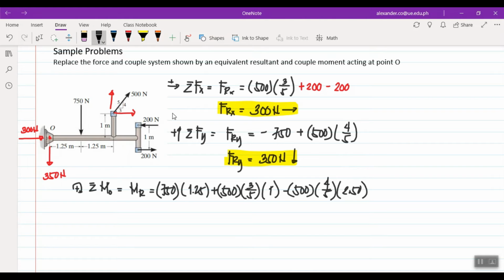Ngayon, paano to? That is the moment of a couple that we studied. Okay? So, anong ikot niyan? Pag ganon, it's counterclockwise. Tama? So, counterclockwise, ibig sabihin, minus. So, minus 200 times 1. Yan yung moment of a couple.